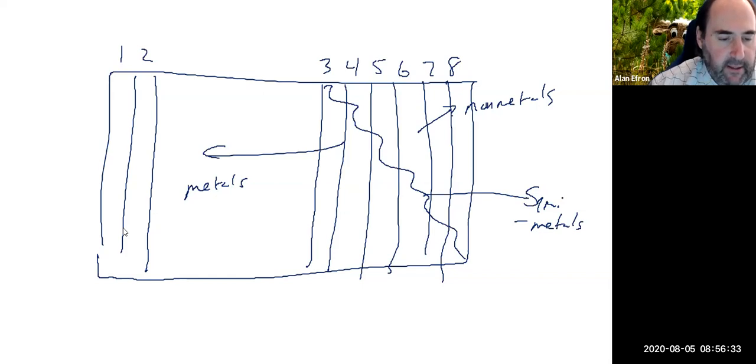And metals, right, are good conductors of heat and electricity. Non-metals are the opposite. They're dull, they're brittle. Semi-metals are guys that have properties that are both metal-like and non-metal-like together.